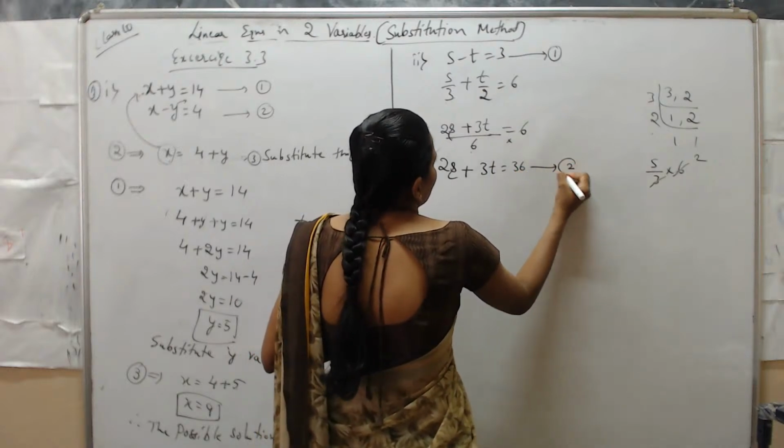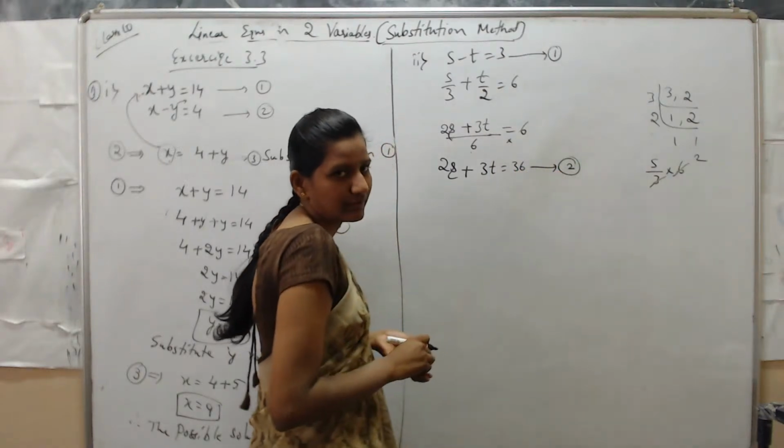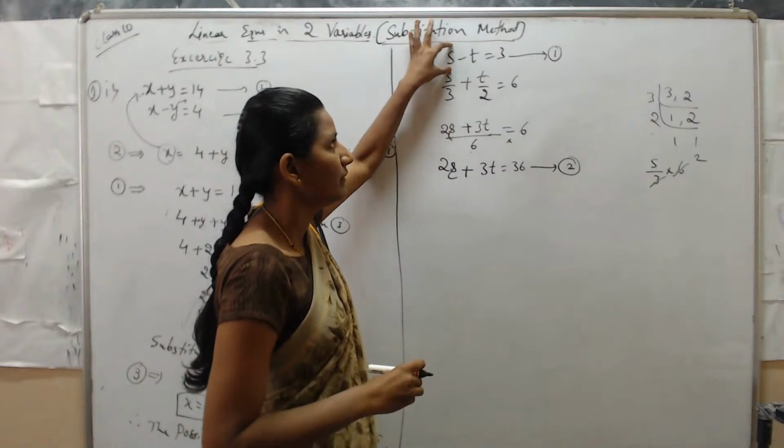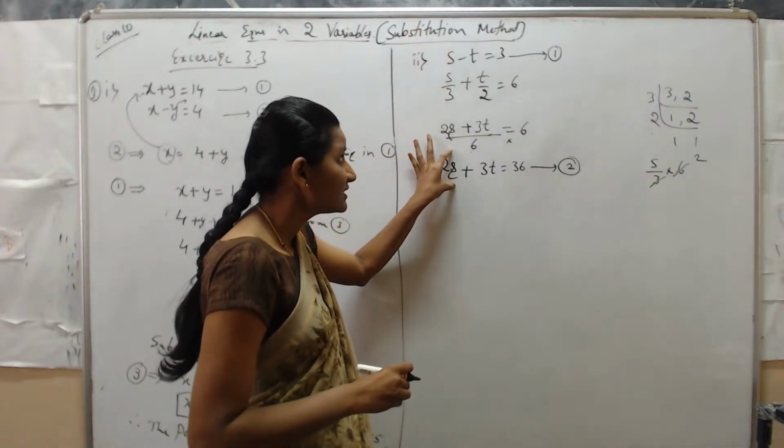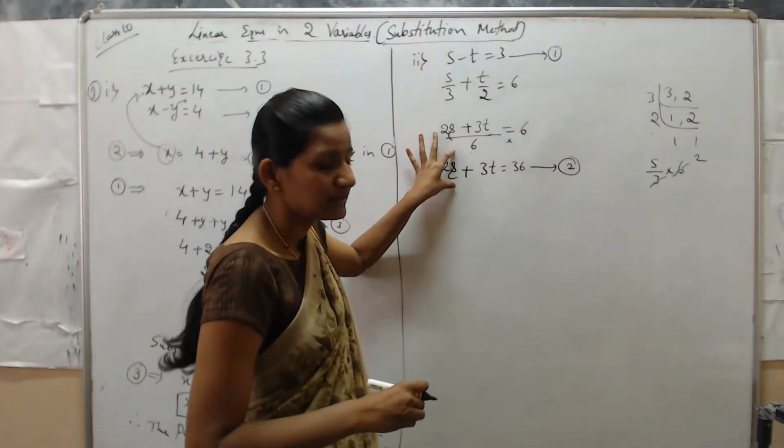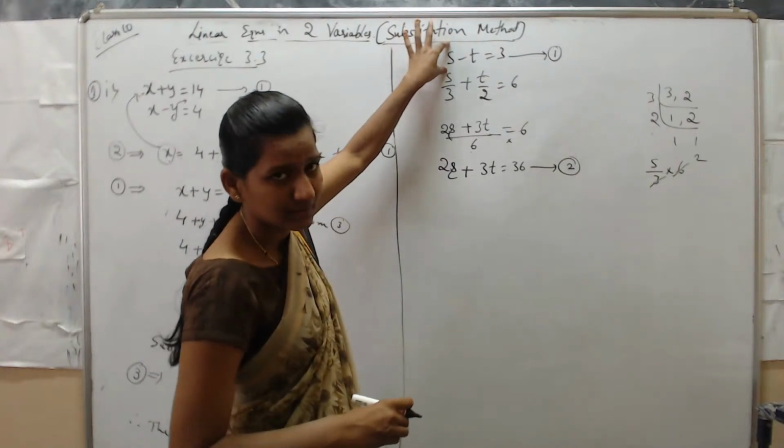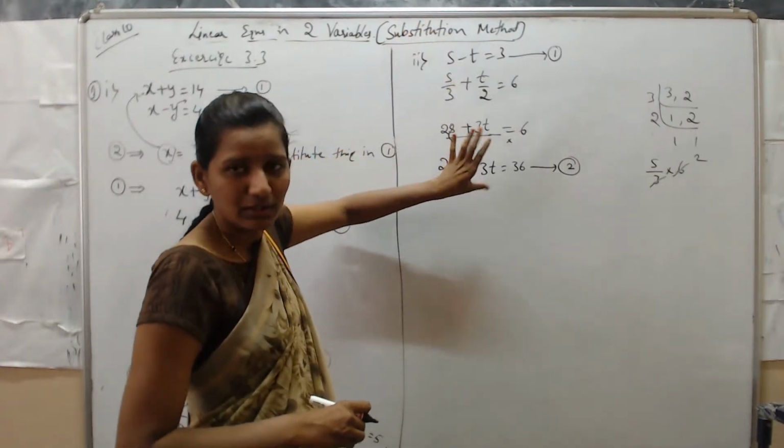Now take this equation as 2. See, here s is already given. To take s from this is difficult, so I am taking this equation 1. If you want, you can take this also.